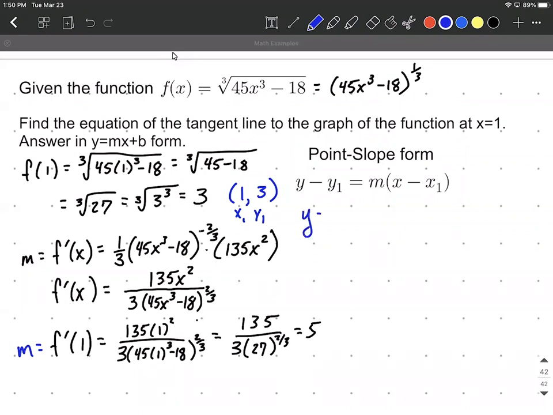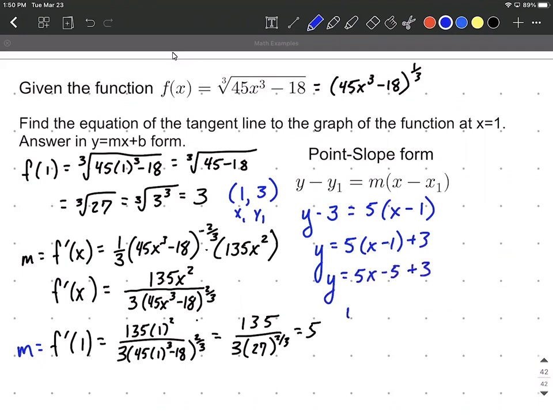So we can say y minus our y value of 3 equals 5 times x minus our x value of 1. I'm going to put this into y equals mx plus b, the slope-intercept form. To do so, I'm going to add the 3, move that to the other side. Do a little bit of distributing. So 5x minus 5 plus 3. Combine those like terms and we have 5x minus 2. That's going to be our tangent line to the graph of f of x at this given point. So we can approximate f of x by using 5x minus 2.